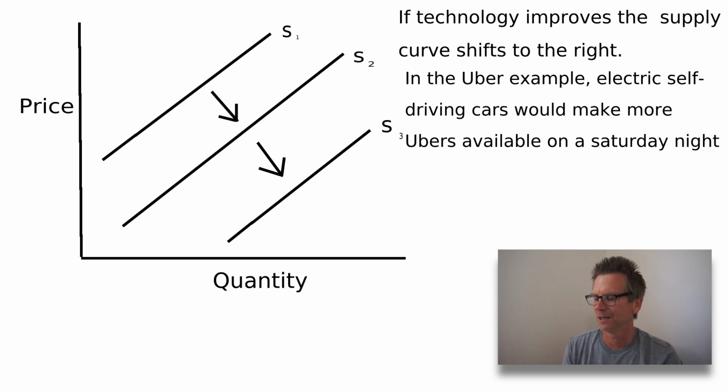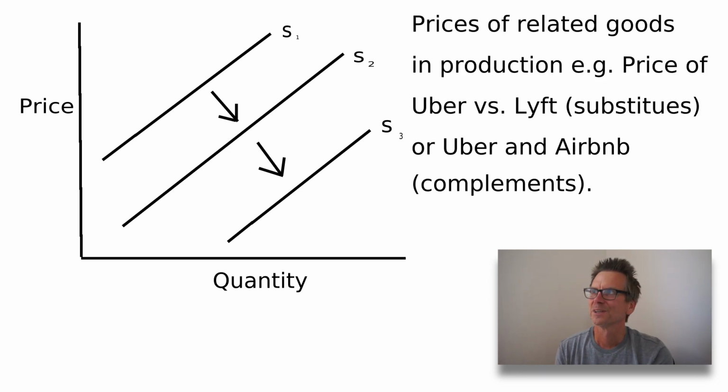Now, you could go into examples of technology shifting it to the left, but that's not what it usually is. When something happens, a disaster, or let's say you go to Amish land, there are less Uber drivers. And prices of related goods in production.